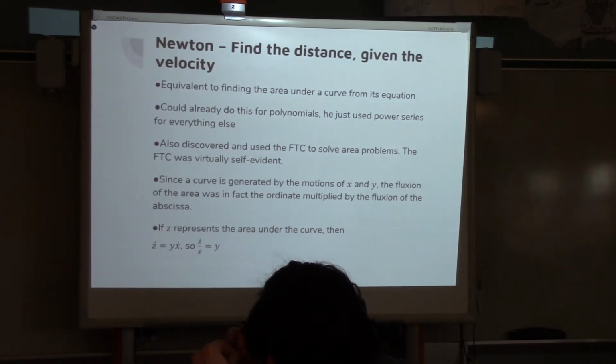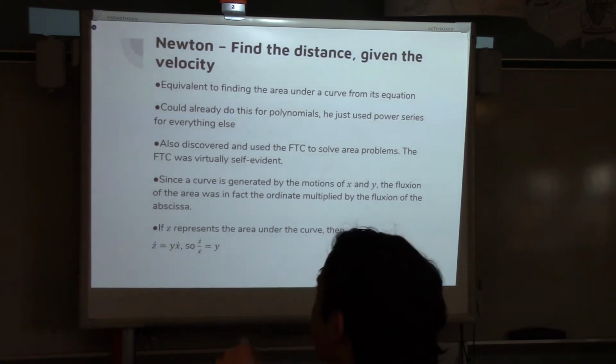Everyone already knew how to do this, or rather I should say Fermat knew how to do this, and Newton was aware of these works for polynomials. And for non-polynomials, Newton just used the power series. The FTC, what we made such a big deal of in analysis 1a, was considered by Newton to be essentially just trivial and self-evident.